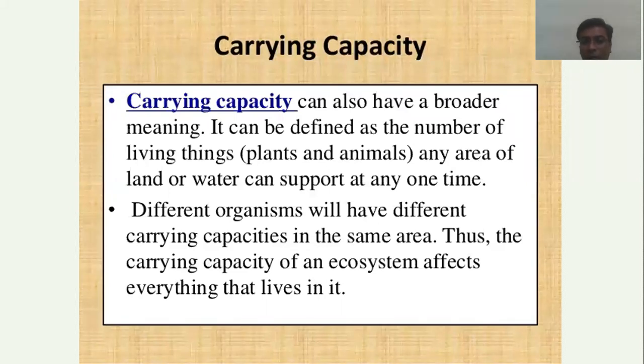It can also have a broader meaning. It can be defined as the number of living things, whether plants or animals, that any area of land or water can support at any one time. That is carrying capacity. Different organisms will have different carrying capacity in the same area. Thus, the carrying capacity of an ecosystem affects life. That means, near the Amazon River, a huge amount of plants are there.